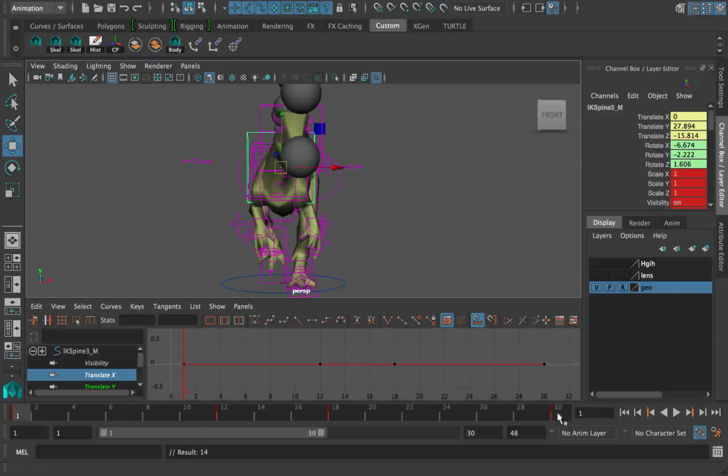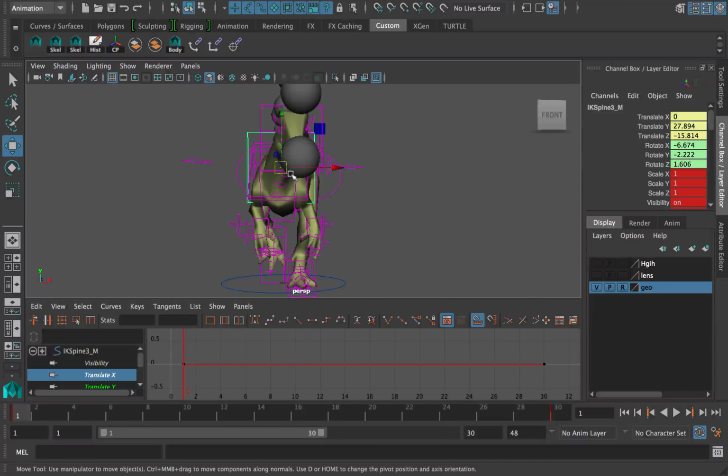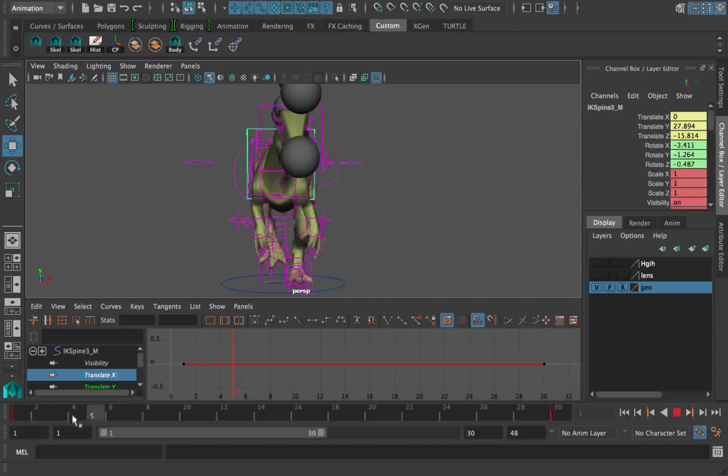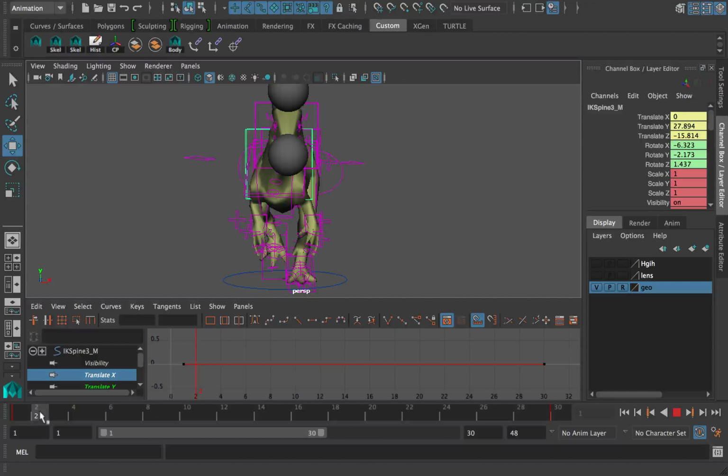Look at it frame by frame. Use the arrow keys on your keyboard to go frame by frame until you get that animation right. It's not hard. It's just the process. You've got to trust in the process, the animation process.